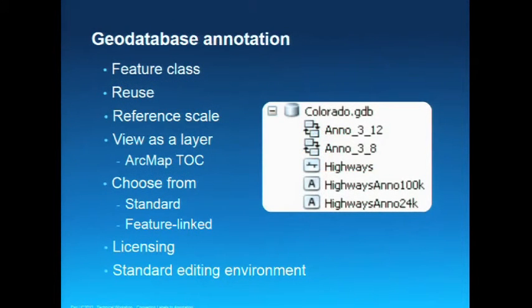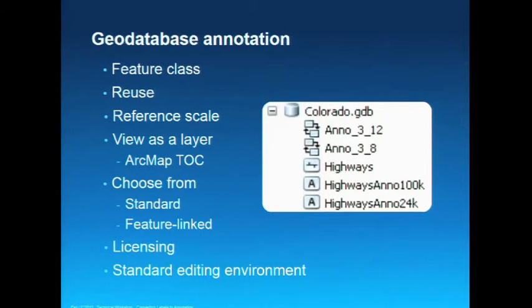Geodatabase annotation. I like this one better. So this is a feature class in a geodatabase. It's a standard geodatabase: file, personal, or an enterprise geodatabase. You can reuse it. I can send my geodatabase annotation down the hall to somebody else to use how they want to use it. I can send the whole thing. I can send the feature class. I can put it in different maps of my own. Map annotation, you can't do this.